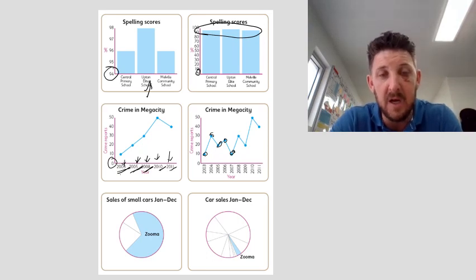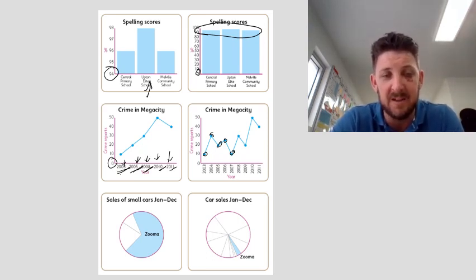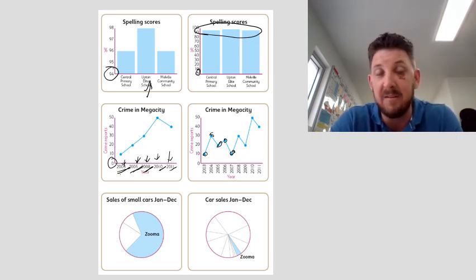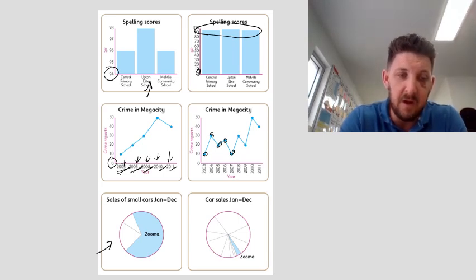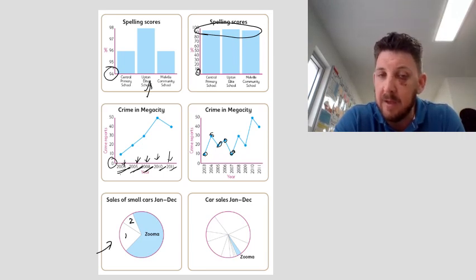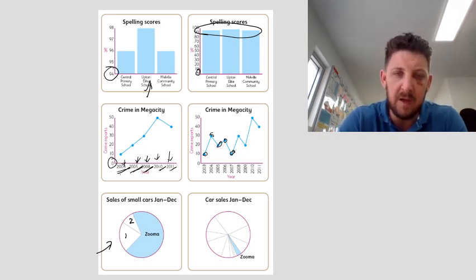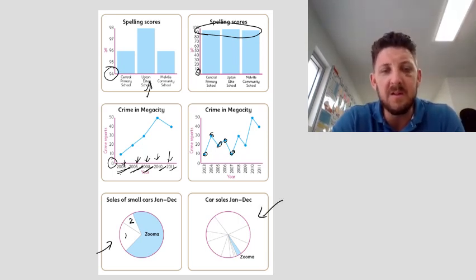The last one is a pie chart, and you can see here Zoomer is the company, and Zoomer is trying to tell us that they have the most sales of small cars. Now you can see in the first graph here that they're only comparing themselves to two other companies. They haven't labelled the companies, but they're telling us that they sell more cars than those two other companies. If you look at the graph on the right, however, this is showing all of the different car sales between January and December and all the different companies' cars.